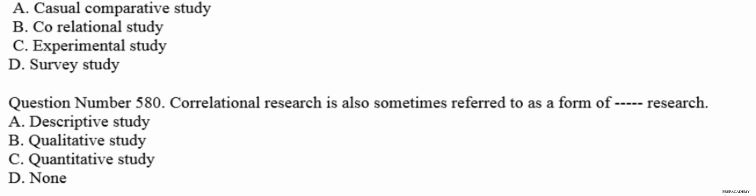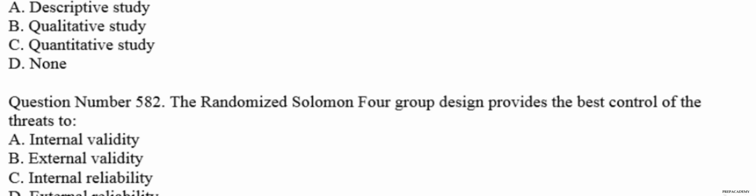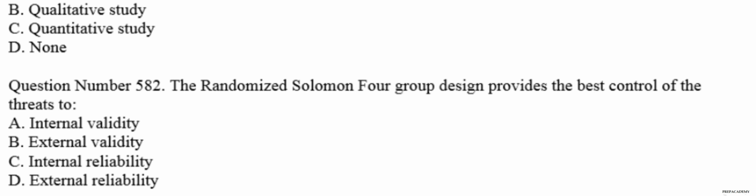Question number 580. Correlational research is also sometimes referred to as a form of research. A. Descriptive study. B. Qualitative study. C. Quantitative study. D. None. The correct answer is option A. Descriptive study.